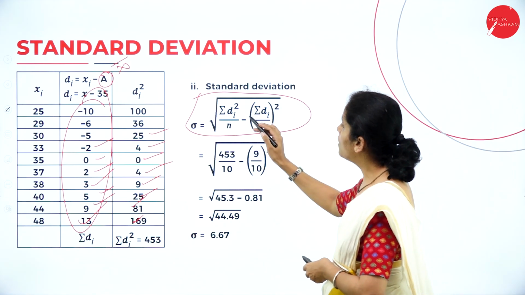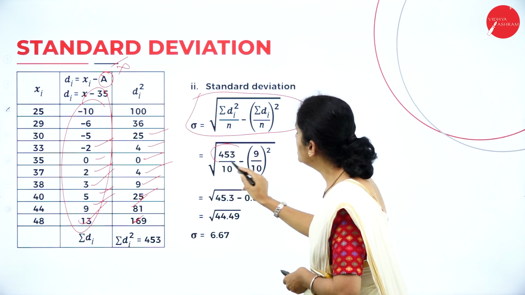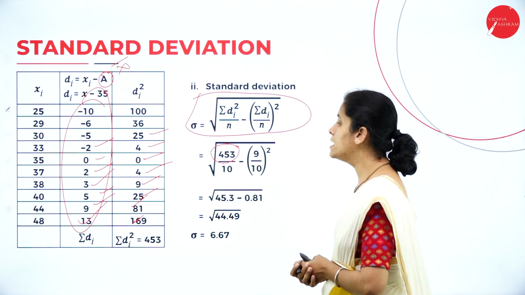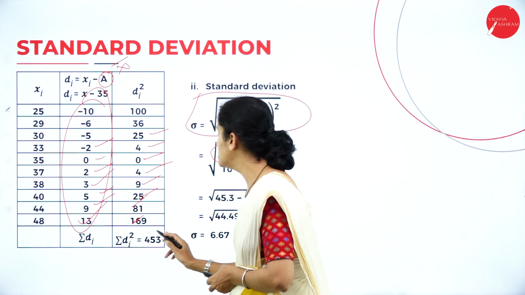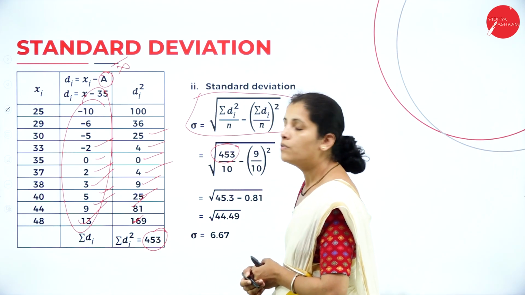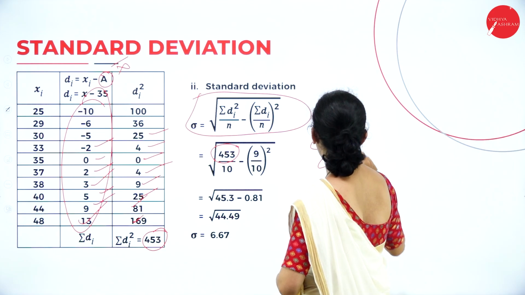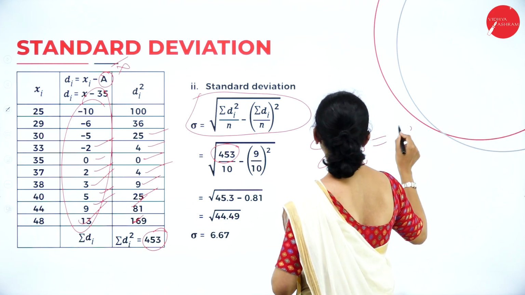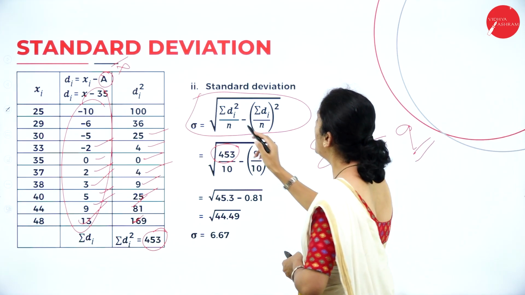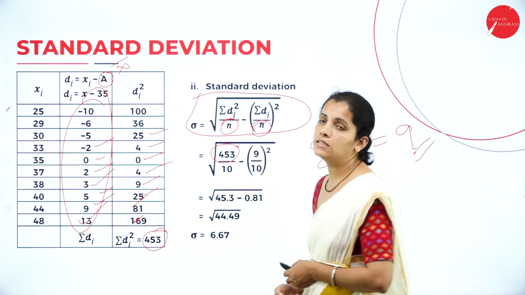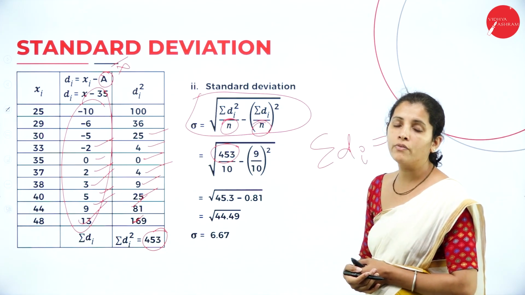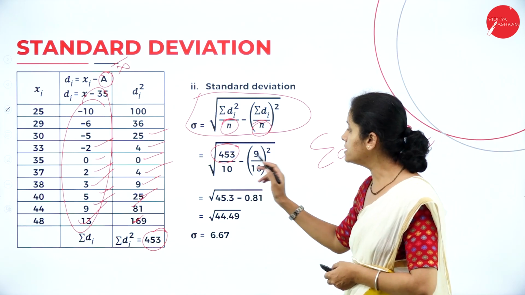Now dear student, I want to write the standard deviation formula. Now, see here, what is summation of di square? That is 453. And what about summation of di? That is 9. And what about n? n is nothing but the total number of data, so it is 10.